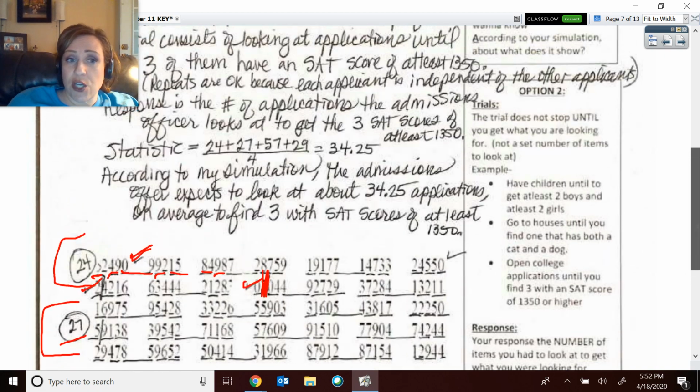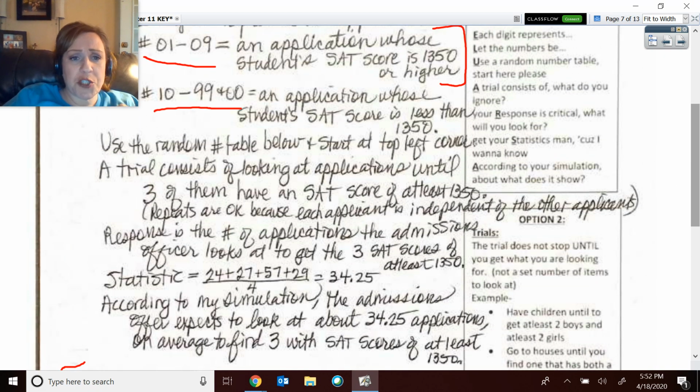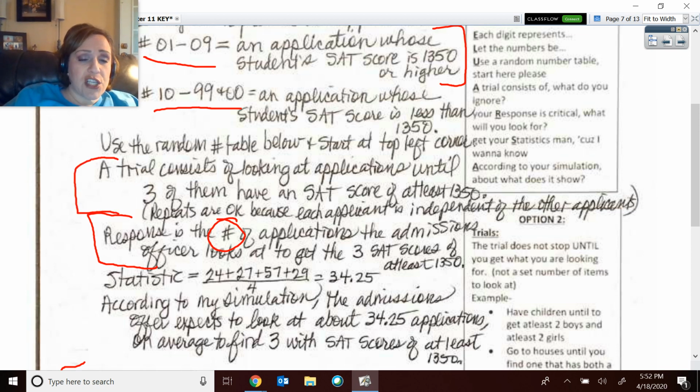I got ahead of myself. A trial consists of looking at applications until 3 of them were SAT scores of at least 1350. My repeats were okay because each application was independent of the others. The response that I got was the number of applications I had to look at to find those 3 scores that were high enough. Okay. So make sure you check those and got those correct.